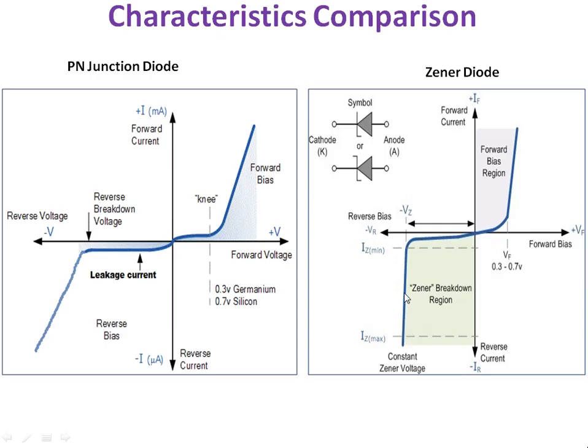Zener effect: due to the very high electric field in the depletion region, your depletion layer breaks down. So that is the Zener effect. Zener effect is mainly due to the high electric field. Avalanche effect, or avalanche breakdown, is mainly due to the ionization process.